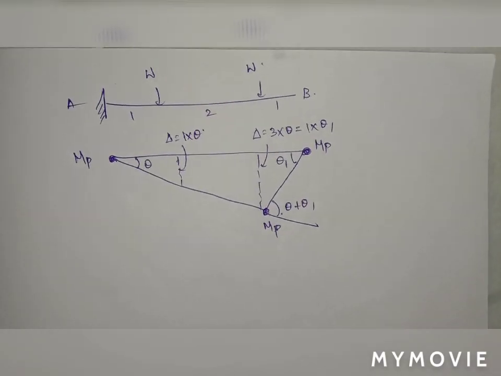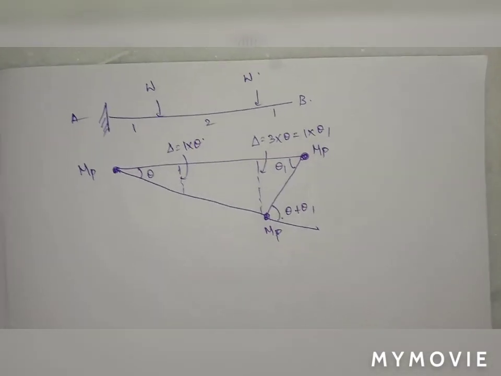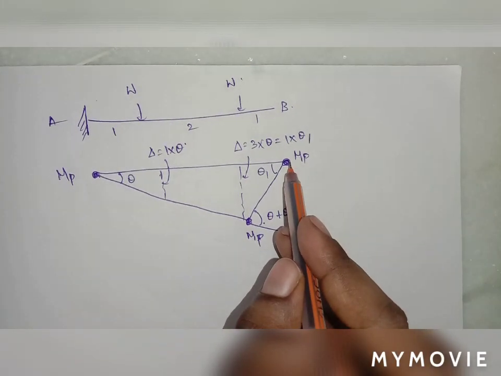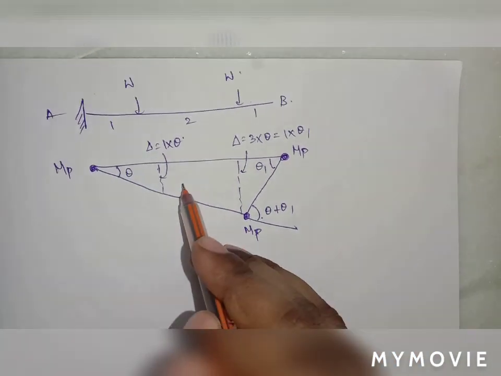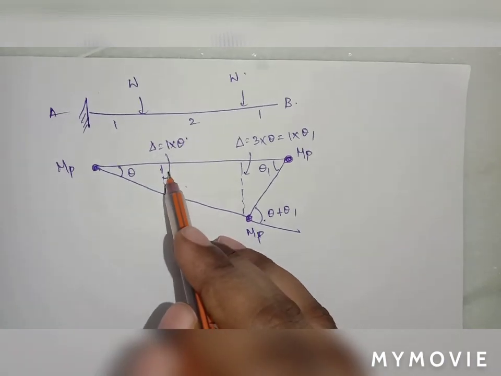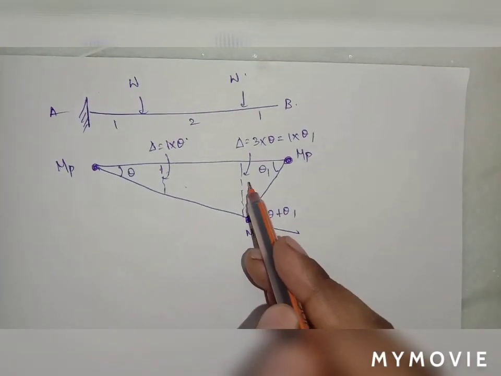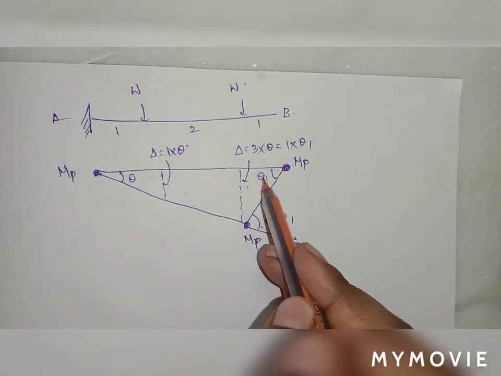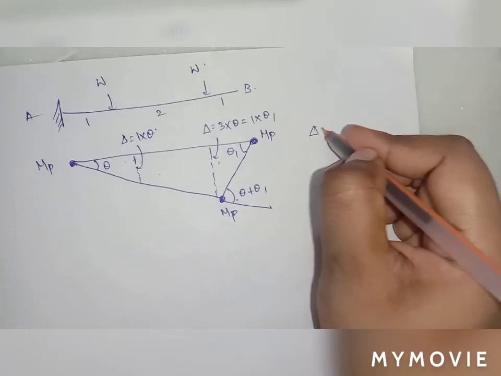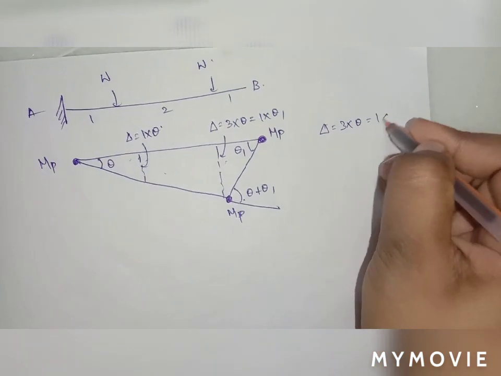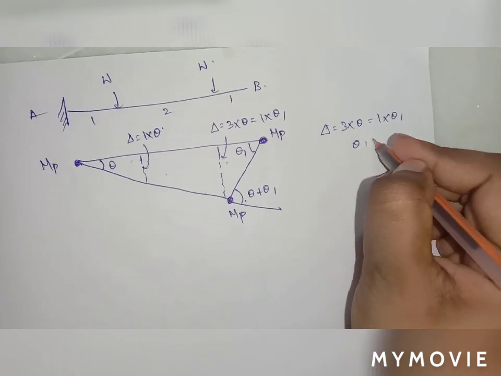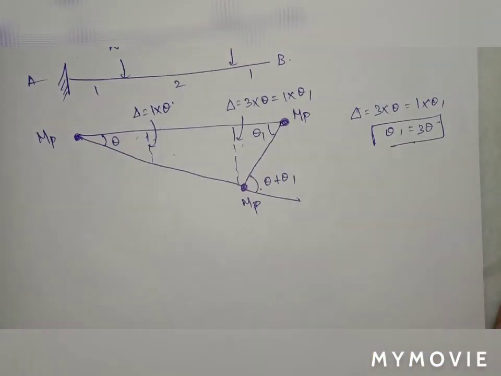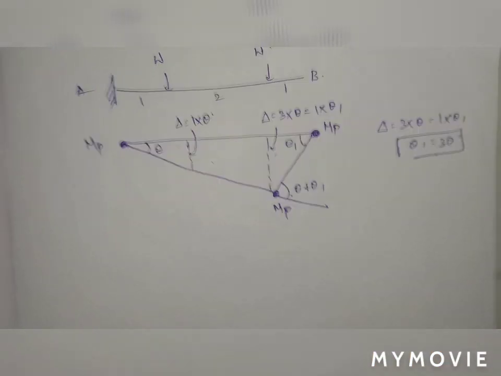So the second mechanism, I have plotted the diagrams. Here there are 3 plastic hinges. Okay, so the deflection at the first point is equal to 1 into theta. The deflection at this point is equal to 3 into theta or 1 into theta 1. Hence theta 1 is equal to 3 theta. So wherever I get theta 1, I can substitute it as 3 theta.